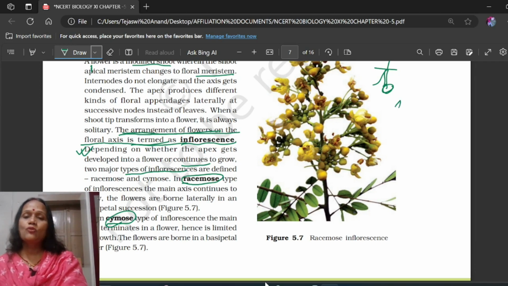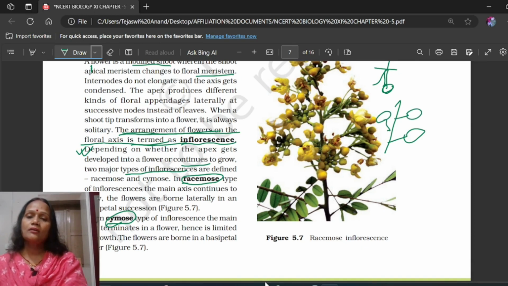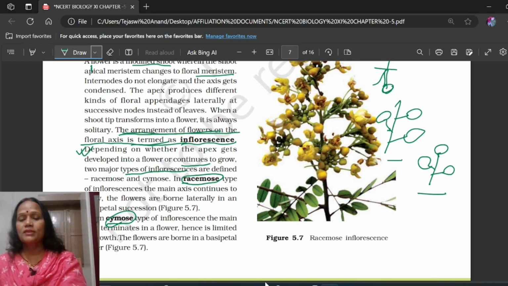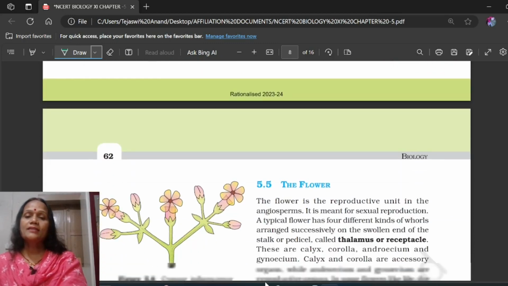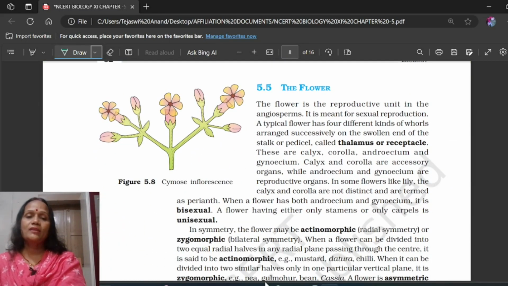What happens in the racemose type of inflorescence? The axis continues to grow and does not terminate with a flower. But in the cymose type of inflorescence, the floral axis terminates with a flower and the growth stops. So here you can see the growth is continuous in racemose, and it stops in cymose. In racemose it is acropetal, in cymose it is basipetal inflorescence.